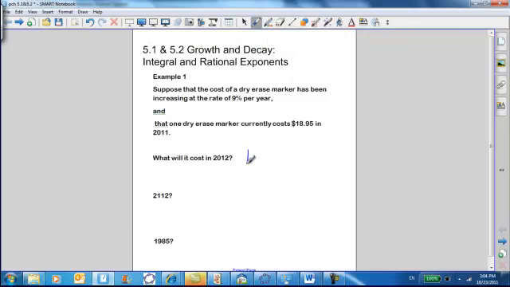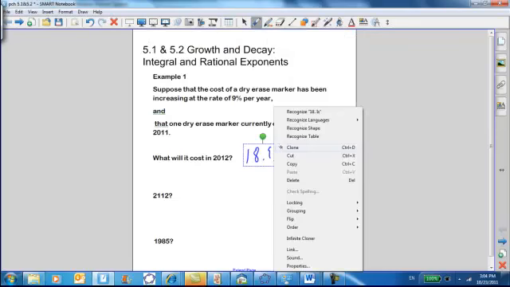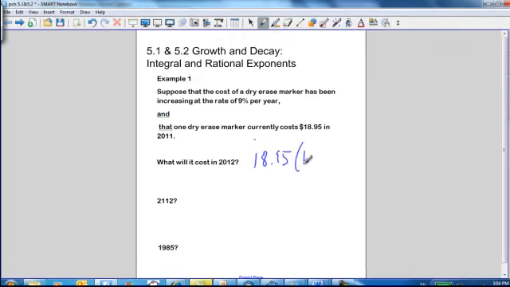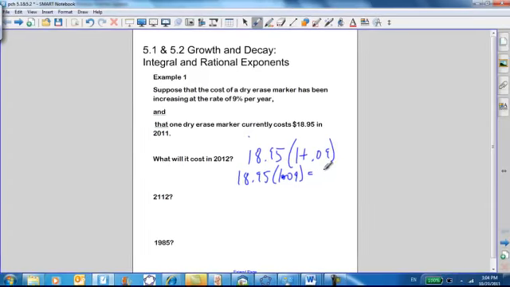Well, we'll multiply it by itself, 1 plus 9% of itself, or more simply put, multiply it by 1.09. And the new price of the marker next year will be $20.66.